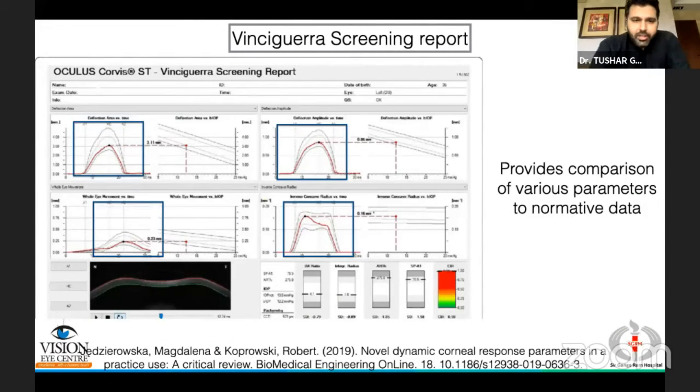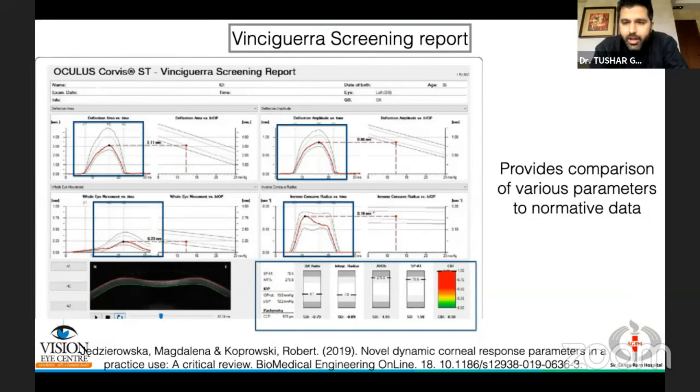But like I mentioned, these parameters by themselves are difficult to look at and difficult to really analyze. So what you really need is some normative data which can compare them to the population figures and what is normal in the population. So the Vinci-Guerra screening report was able to do that. And what it also gave you is the Corvus biomechanical index.